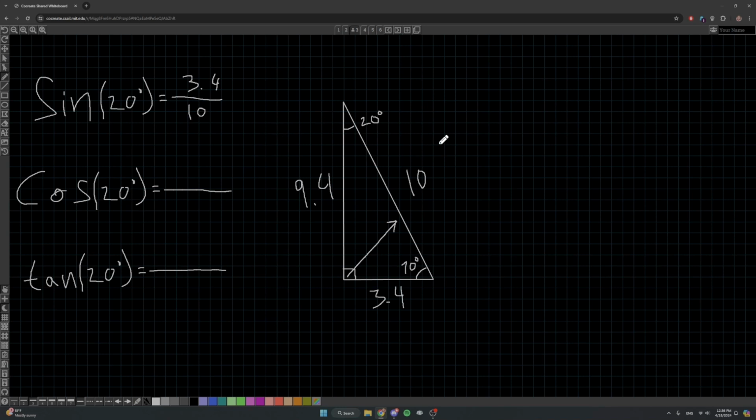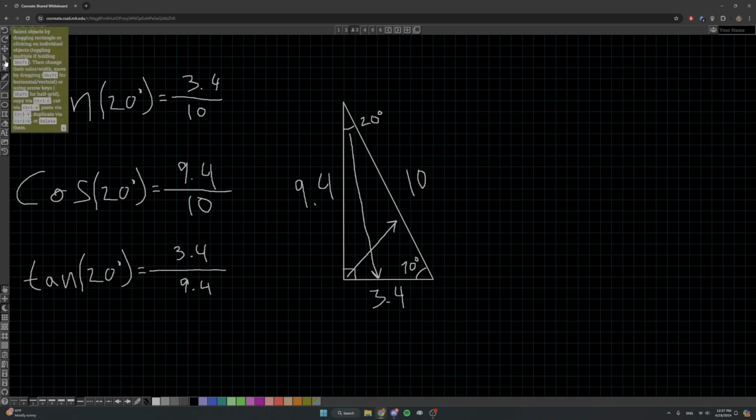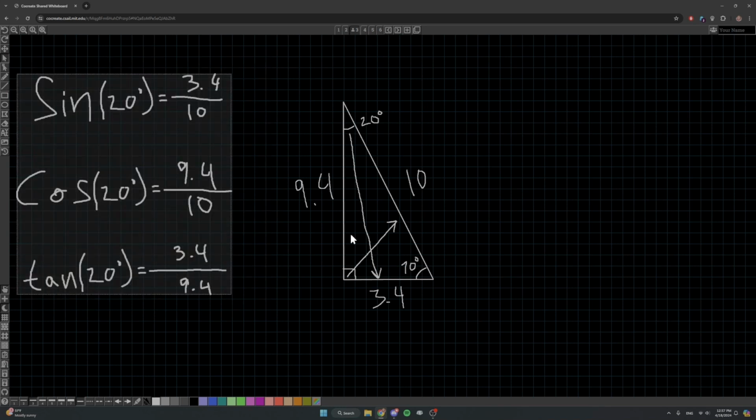Now cosine, instead of choosing this side, I'm actually going to choose the one side we haven't looked at so far, 9.4. And then on the bottom, I'm going to put the hypotenuse again. And then tangent, I'm going to draw my arrow again. It comes to 3.4. I'm going to put that one on the top. And then on the bottom, I'm going to put that 9.4 again. All right, and that's as simple as it is. Again, you don't know why I'm doing this, so it doesn't make sense, but just stick with me. Now, I'm going to calculate sine, cosine, and tangent, but for the other angle, 70 degrees.